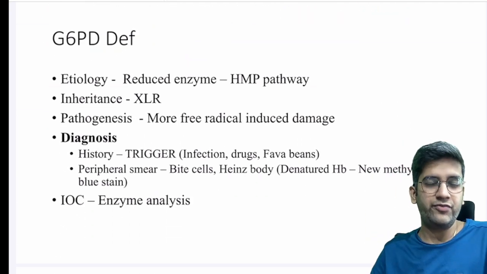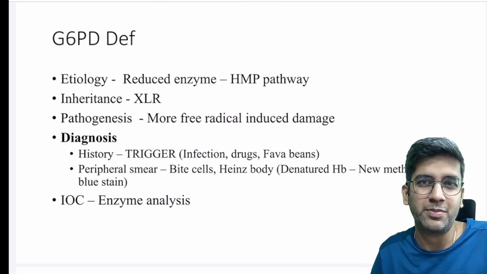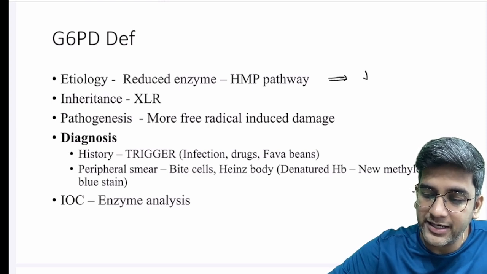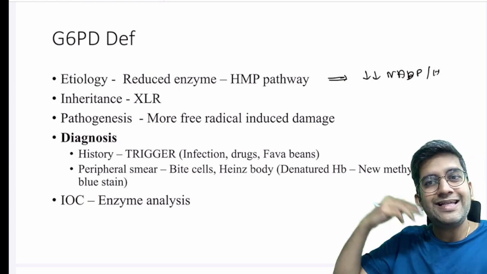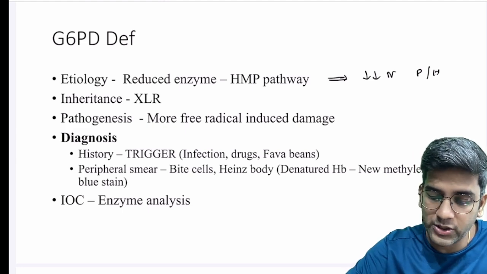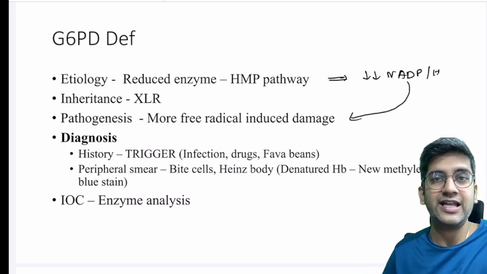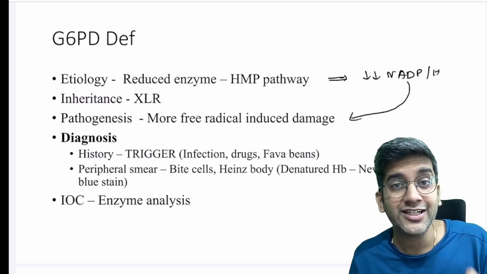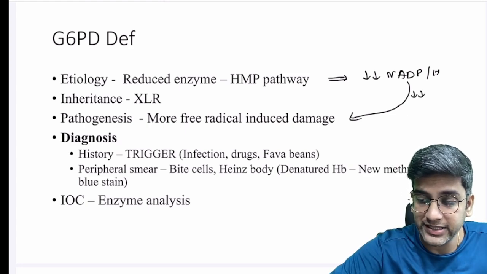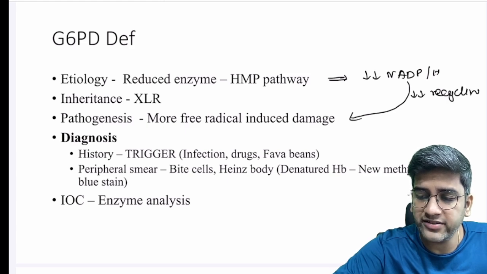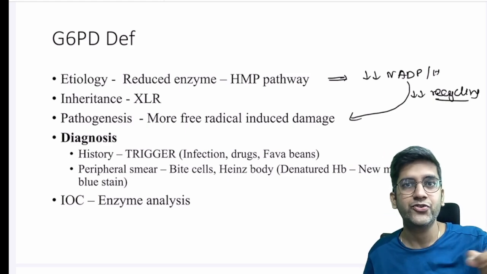Next is G6PD deficiency. Very simple. G6PD is an enzyme which is deficient, which is a part of the HMP pathway. Because of this defect, there will be a reduced production of NADPH, right? So when I have reduced production of NADPH, my glutathione will not be recycled. Because of the reduced recycling, you'll have increased free radical induced damage, because glutathione is a free radical scavenger or an antioxidant. So why are RBCs more dependent on recycling? They don't have a nucleus, no way to produce new enzymes, so they are totally dependent on recycling. So I'll have more free radical induced damage.